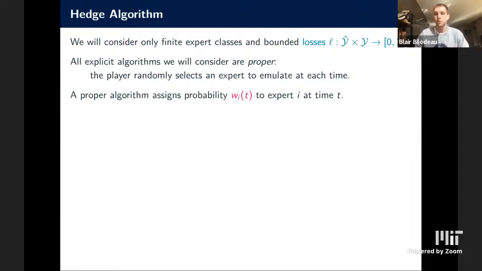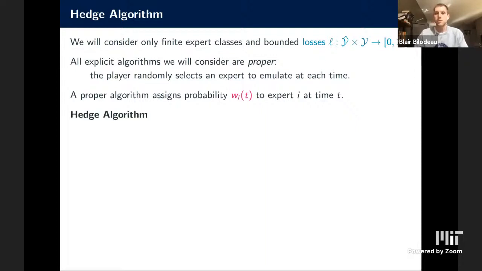whichever expert it's sampled. So this might seem a bit restrictive, but it turns out that hedge is a proper algorithm. The algorithm we define is proper, and also our lower bounds hold for both proper and improper algorithms. So basically this setting of prediction with expert advice, where you have finitely many experts and bounded losses, is kind of resolved by just thinking about proper algorithms.